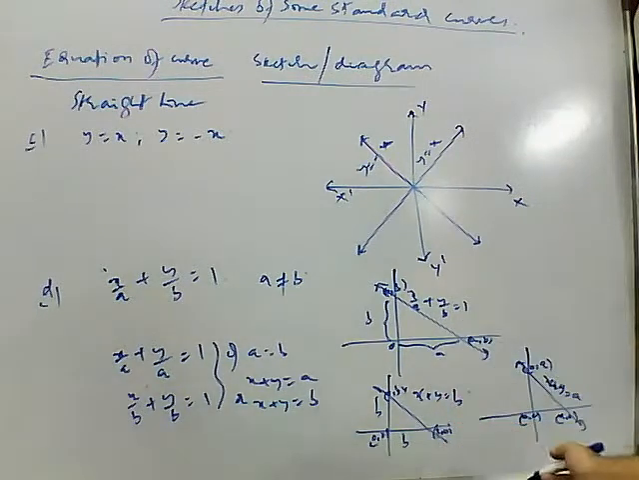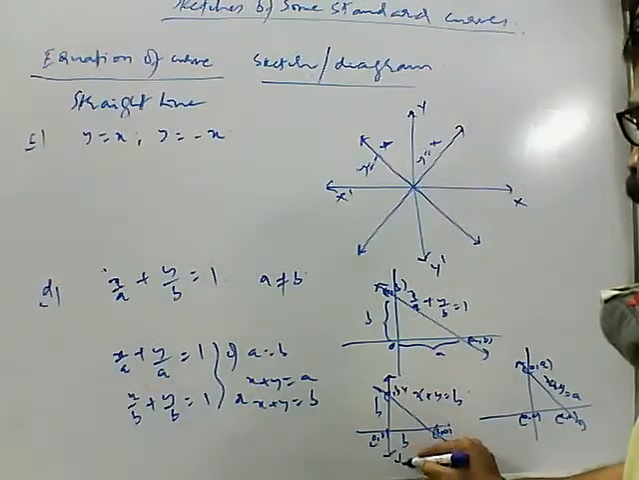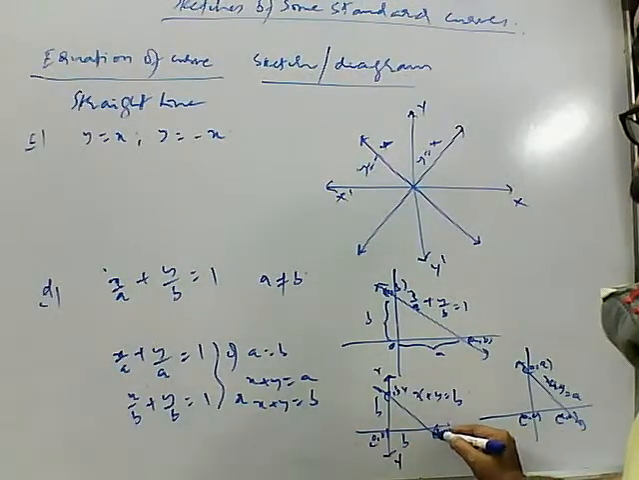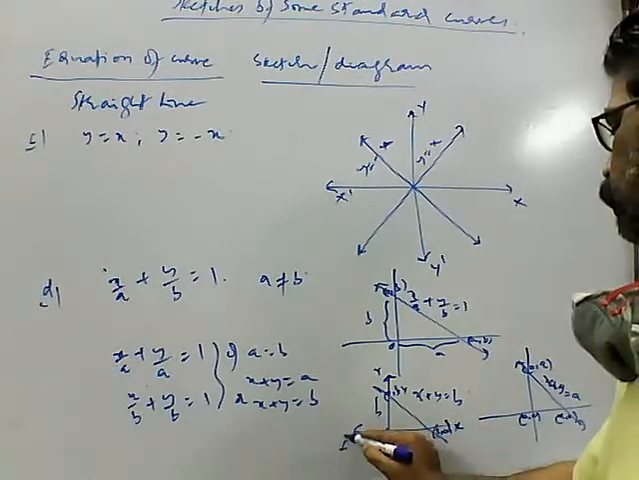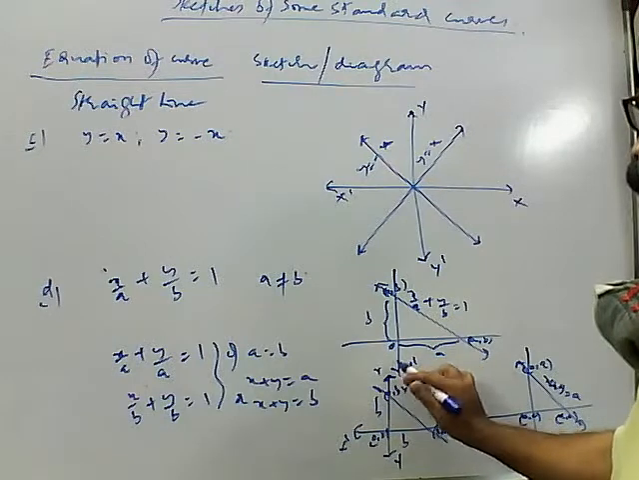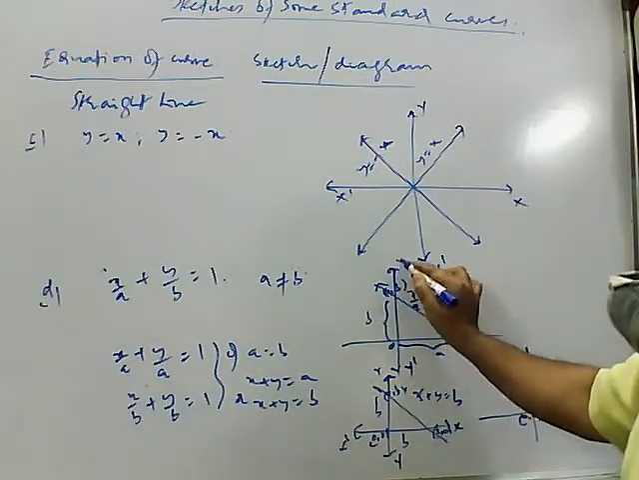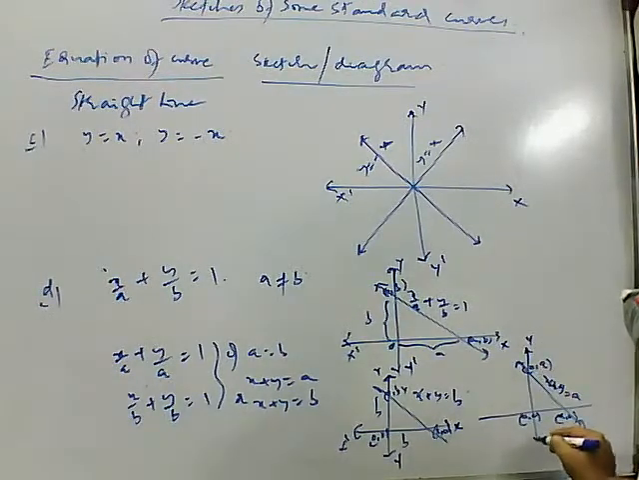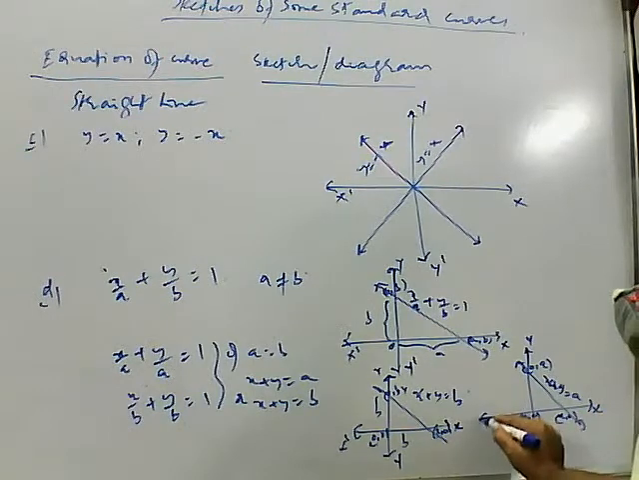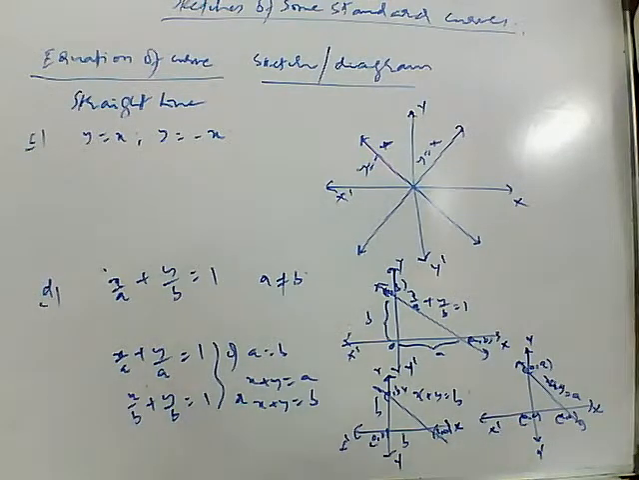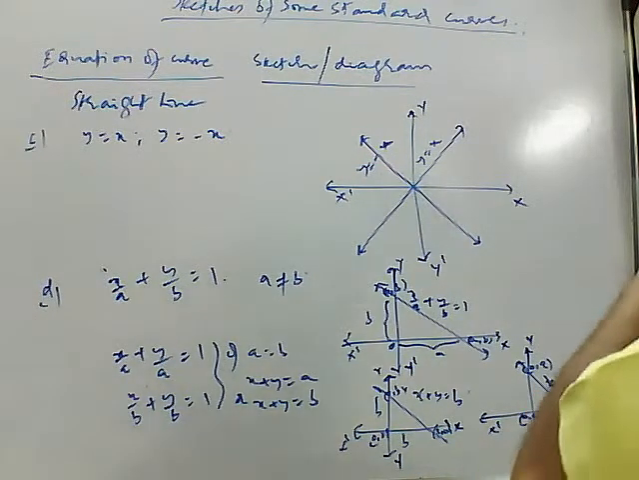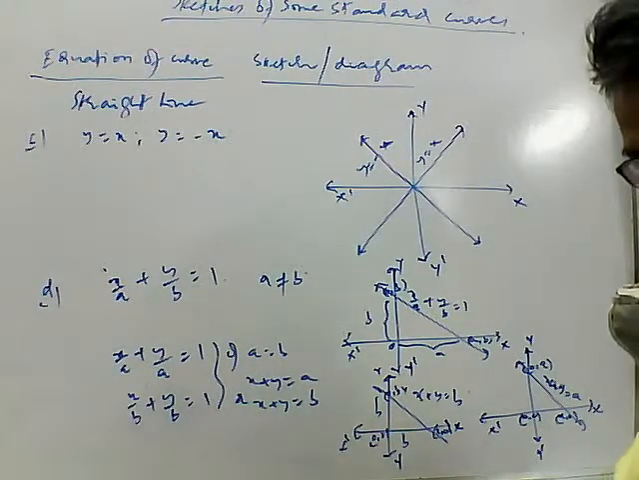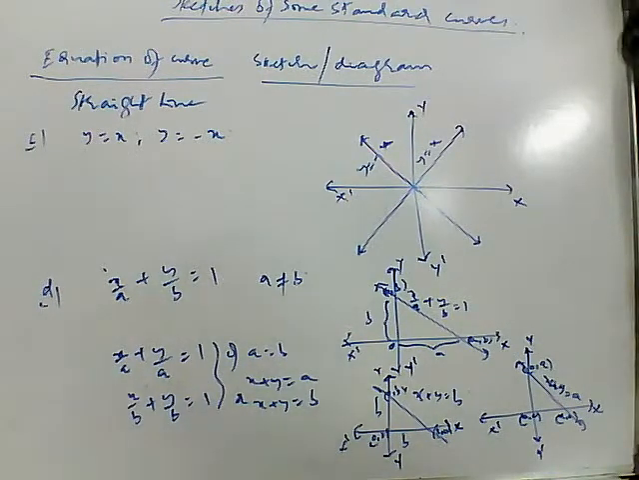Here a is equal to b means this case will come. First case, second case, these two figures will come. So this is the y-axis and this is the x-axis. Y dash, x dash. Here also y dash. This is y, and here x dash. This is x. Y dash, x dash. Is it clear?